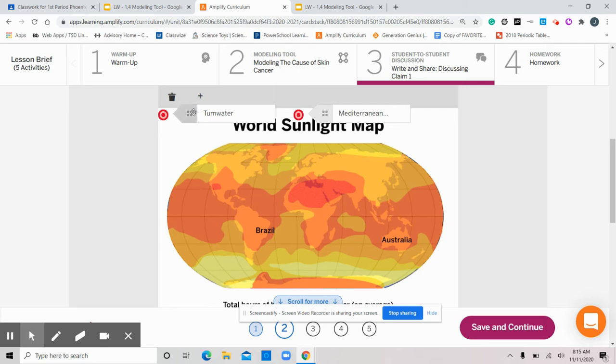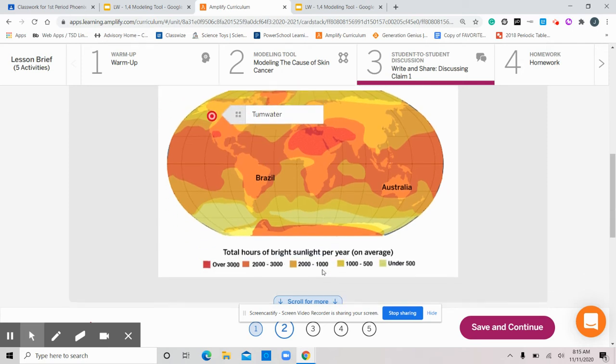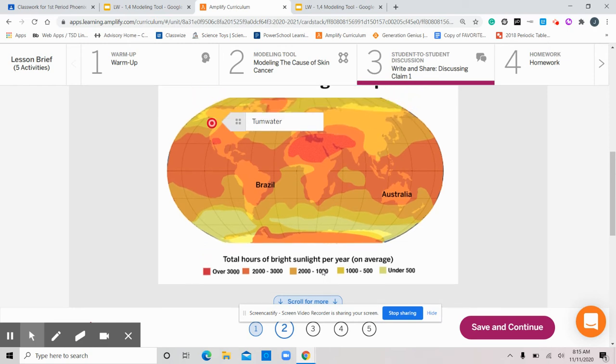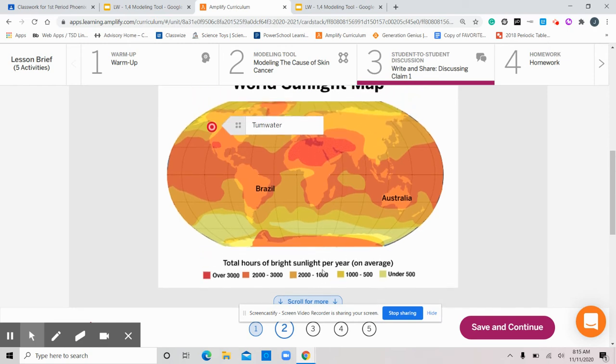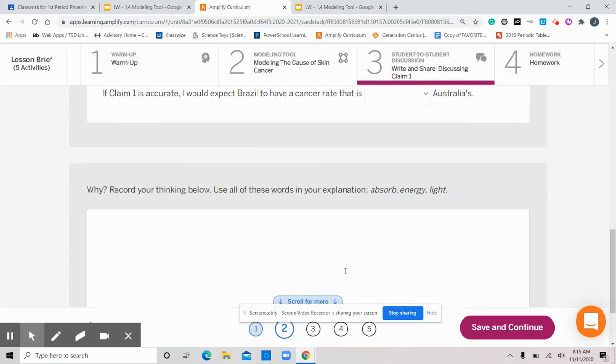Incidentally, up here in the Pacific Northwest, Little Tumwater, we only get, let's see, what color are we? We're the lightest yellow on there. So I think we are here. I think we get somewhere between 1,000 and 500 here in the amazing Pacific Northwest.